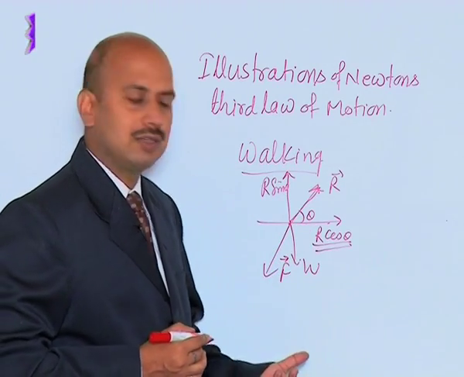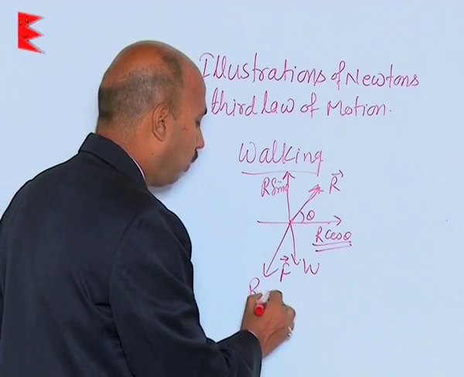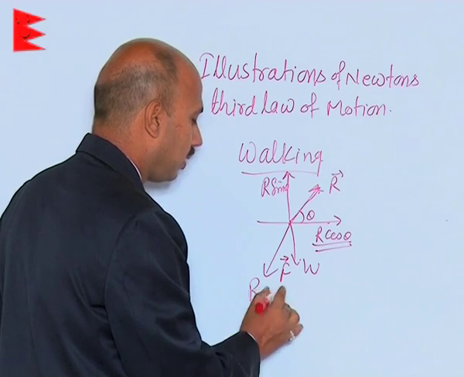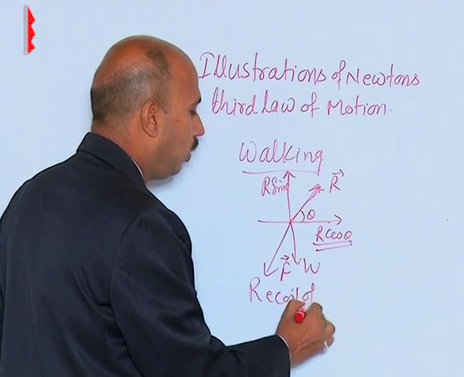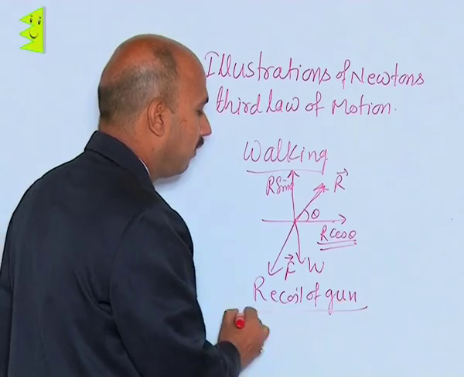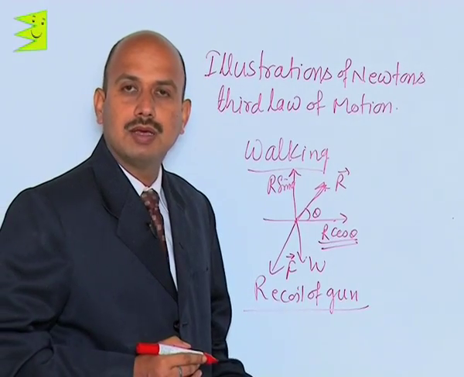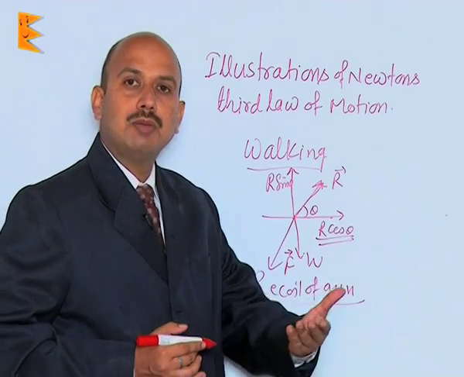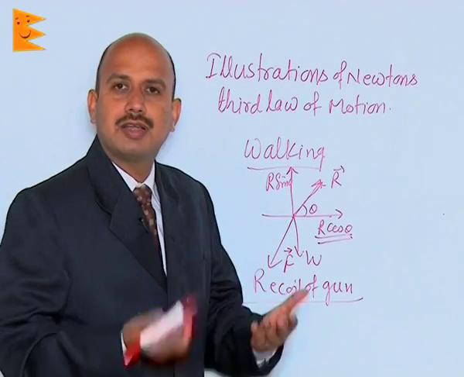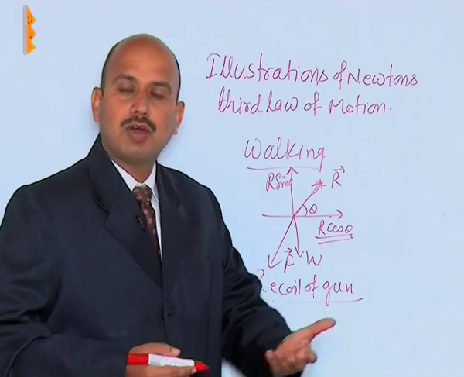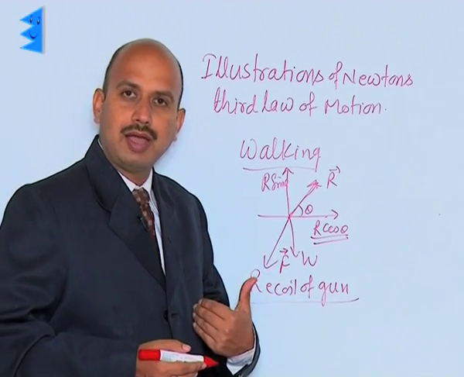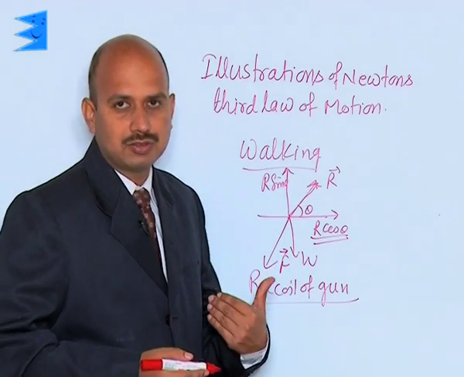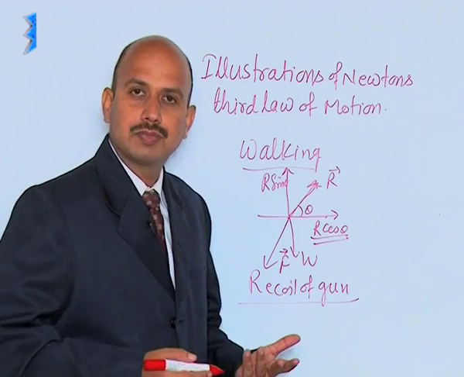Similarly, we can take another example like recoil of a gun. Recoil of a gun, what happens? When you fire bullets from the gun, the bullet moves in the forward direction and the gun moves in the backward direction. This is action and reaction. As the bullet moves in the forward direction, it applies force on the gun and the gun moves in the backward direction. That is called recoiling of the gun.